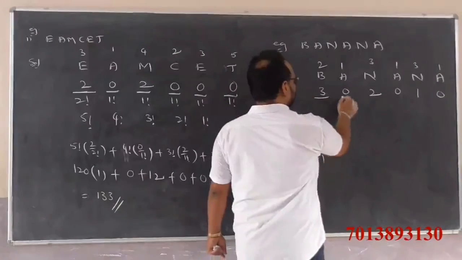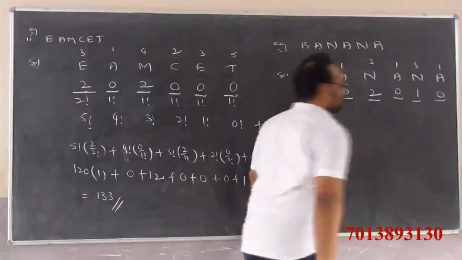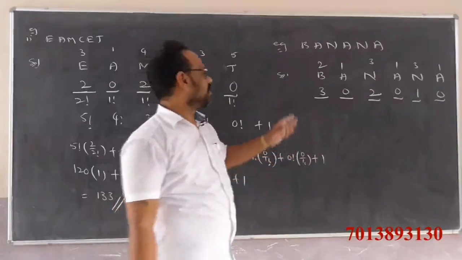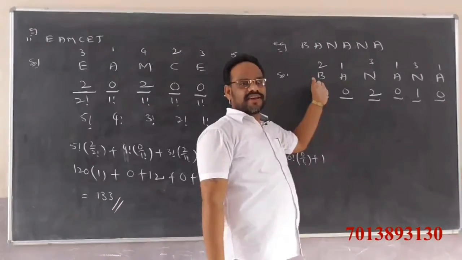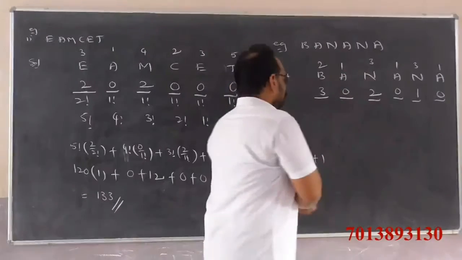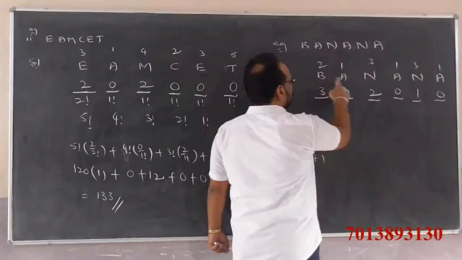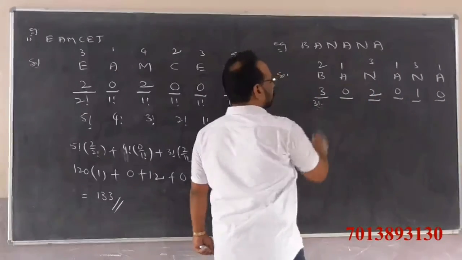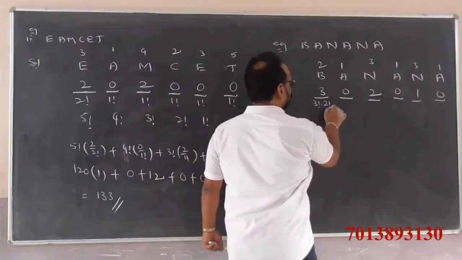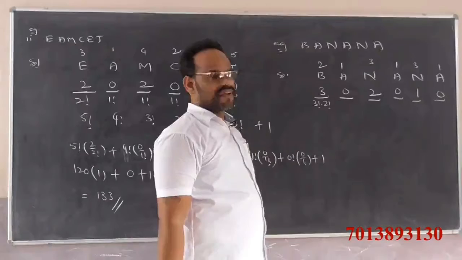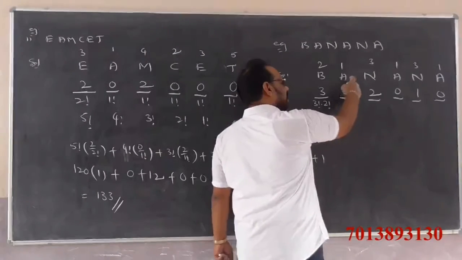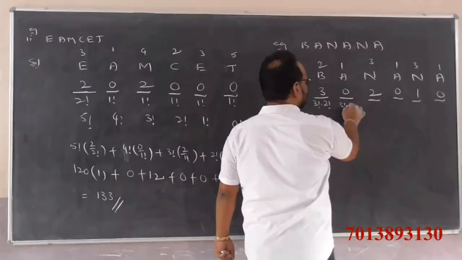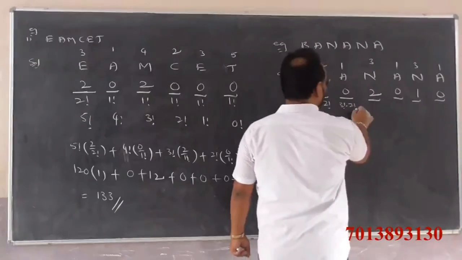Here also we know that the number of permutations with similar things is n factorial by p factorial. So including B, how many of them are repeated? Including B, A is repeated 3 times, N is repeated 2 times, so 3 factorial into 2 factorial. That is 5 factorial by 3 factorial into 2 factorial. Including A, how many of them are repeated? Clearly A is repeated 3 times, N is repeated 2 times.